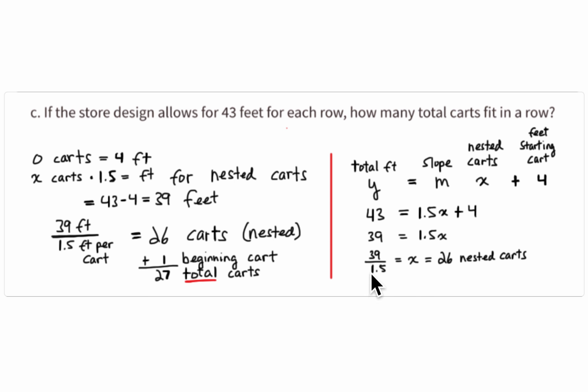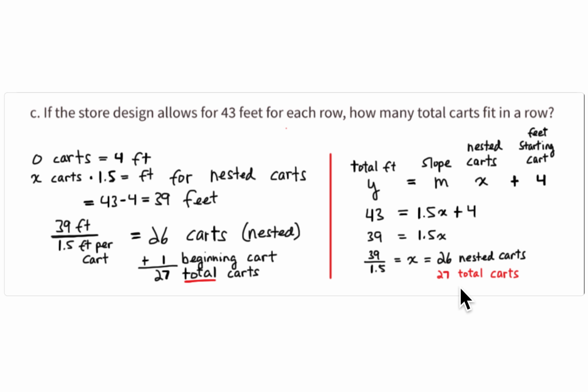What are you doing here? You're taking 1.5 feet out each time. 1.5 feet is equal to 1 nested cart. How many times can you do that? You can do that 26 times. But then don't forget, you have to add that 1 cart at the beginning to give you a total of 27 total carts.